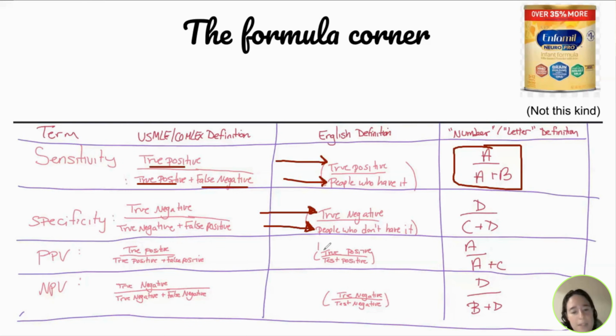Then positive predictive value is how many people who test positive are truly positive, out of everyone who comes out positive on the test. So I divide the true positives by everyone who tests positive, whether true or false. So A over A plus C.